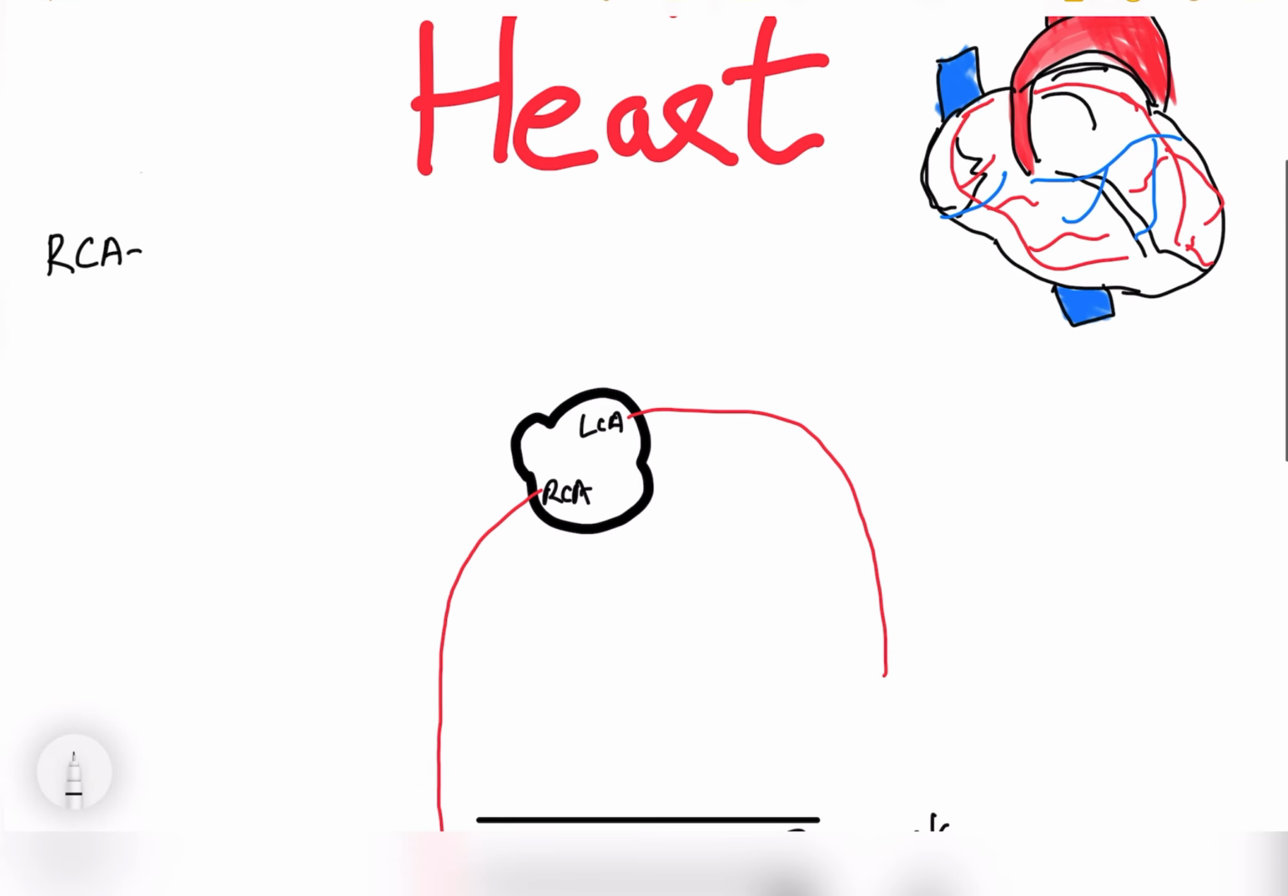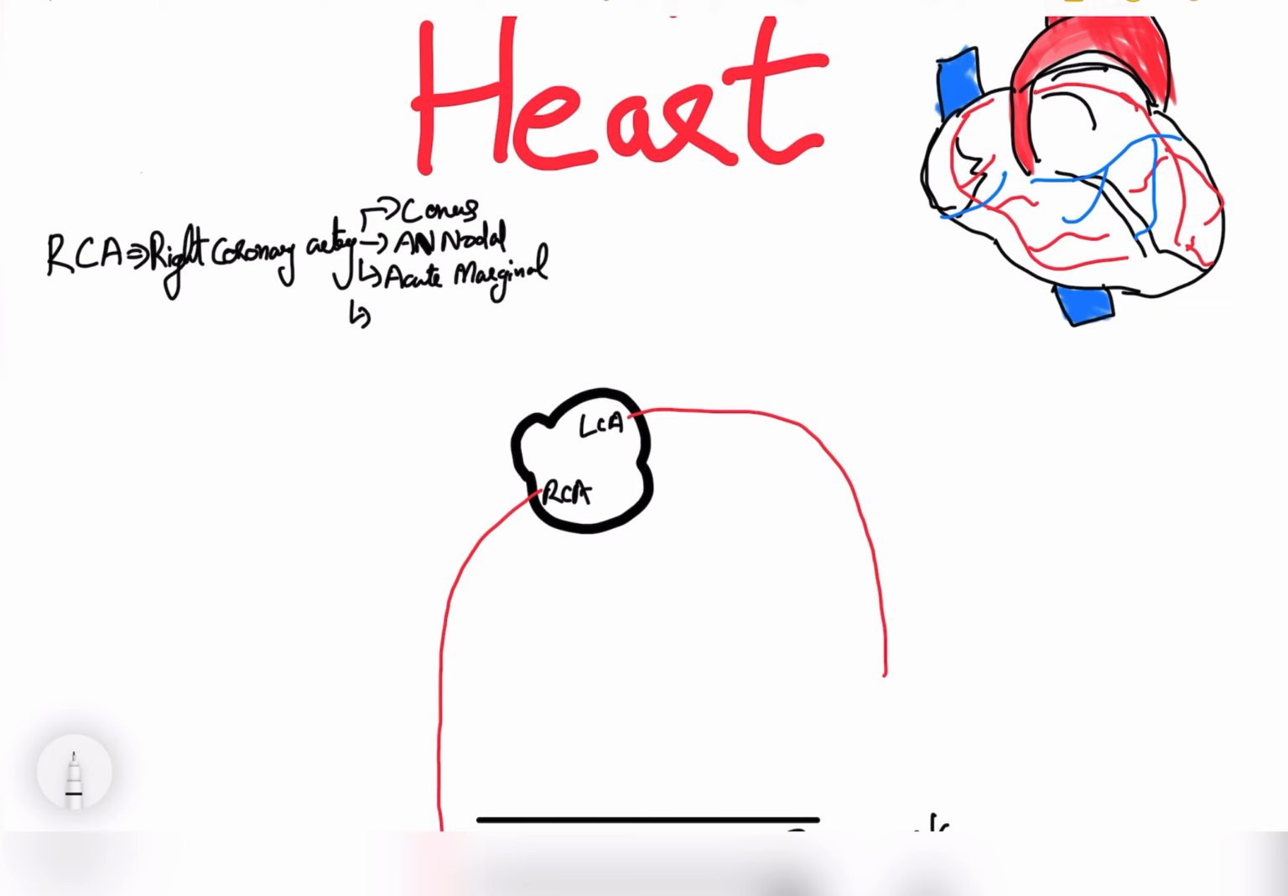The right coronary artery has four main branches. It can be remembered by the short form CAMP. So RCA consists of conus branch, AV nodal branch, and acute marginal branch. This is important because there is an obtuse marginal branch also. Then there is posterior descending artery. So the four branches are conus, AV nodal, acute marginal, and posterior descending.